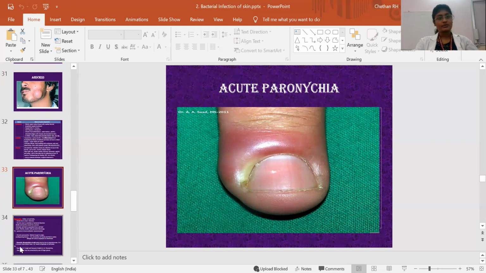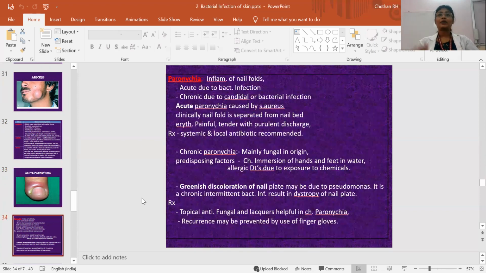So it's a picture of acute paronychia, where you can see an acute inflammation of the proximal nail fold along with the lateral folds. Paronychia is inflammation of the nail folds. When it is acute, it is caused by bacterial infection. When it is chronic, it is due to candida, that means it can be a fungal infection or a bacterial infection as well. Acute paronychia is caused by Staph aureus mainly. Clinically, the nail fold is separated from the nail bed, and there will be erythema, pain, tenderness with a purulent discharge, and the treatment is systemic and local antibiotics. So you can give systemic as well as local antibiotics.